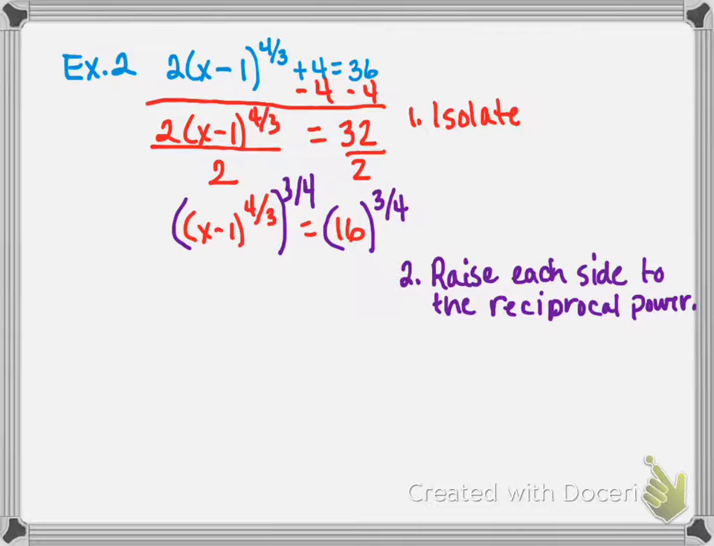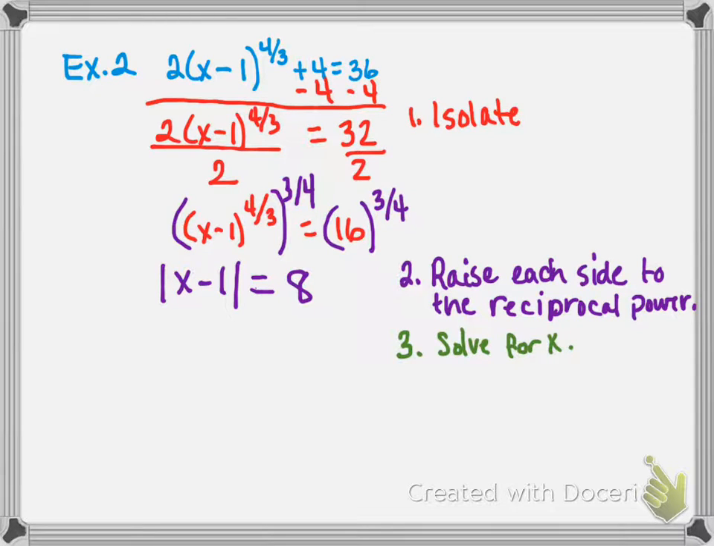When we raise the left side to the 3/4 power, we get what's in parentheses, the x minus 1. And because the power that we're raising it to has an even denominator, we technically need to put absolute value symbols here. So the absolute value of x minus 1 will equal 16 to the 3/4, which is 8.